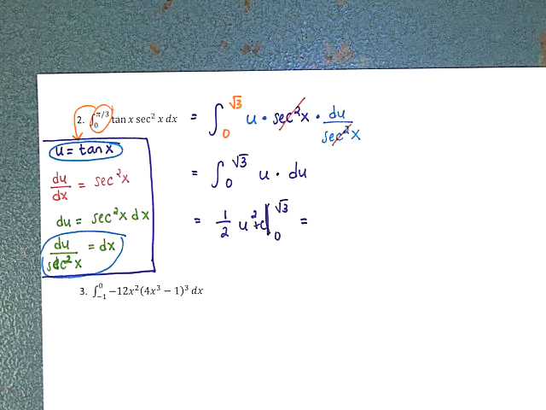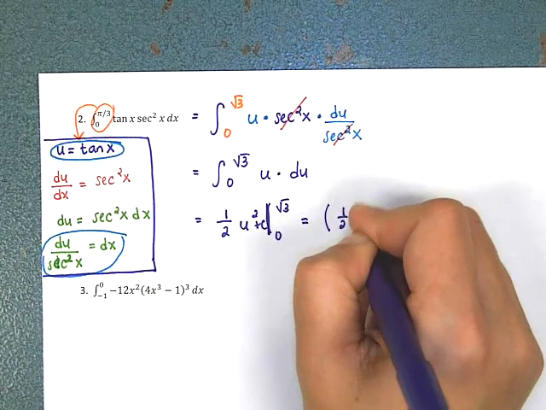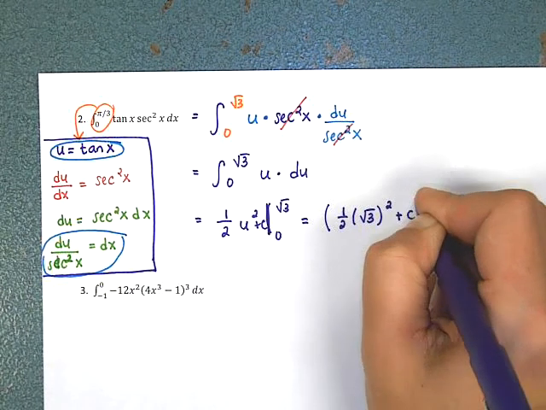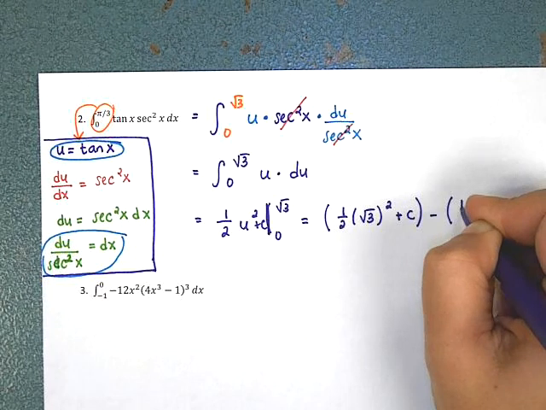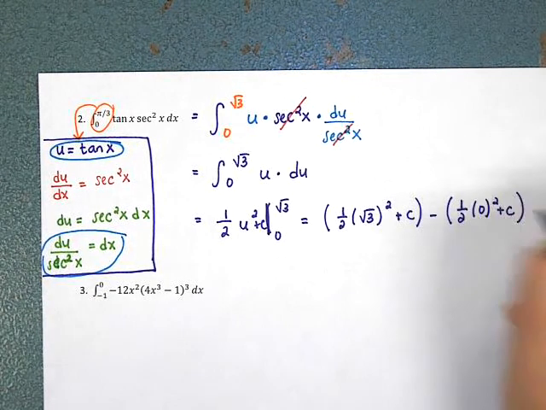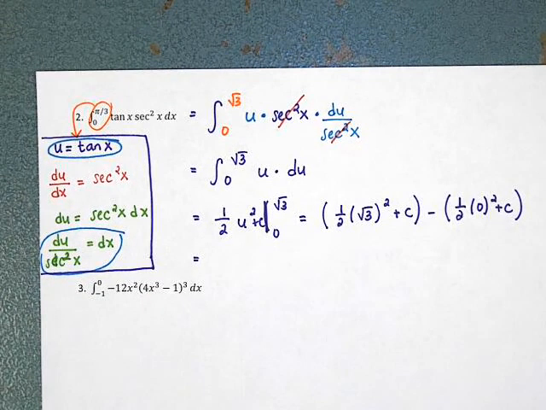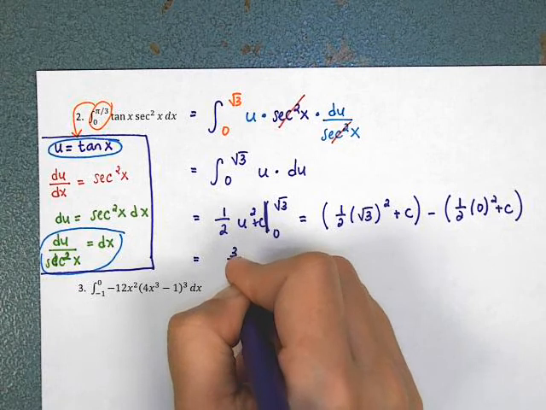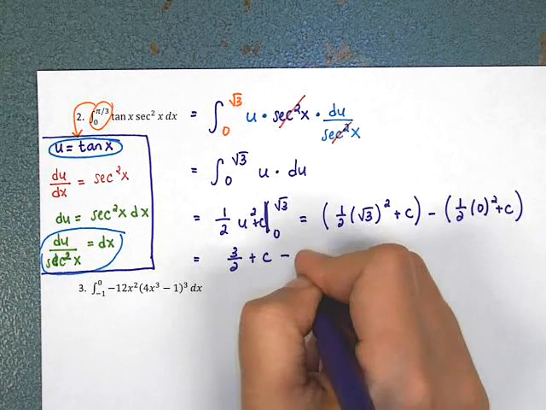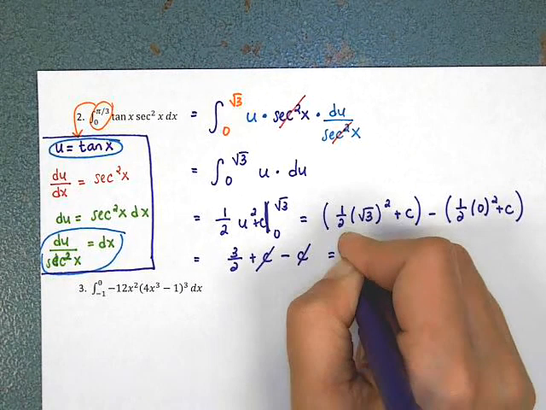So now I'm going to plug in my root 3. So I would have 1/2 times the square root of 3 squared plus c minus 1/2 times 0 squared plus c, which means since the square root of 3 squared is just 3, I would have 3 over 2 plus c minus, this is 0, so minus the c, which means I just get 3 over 2.